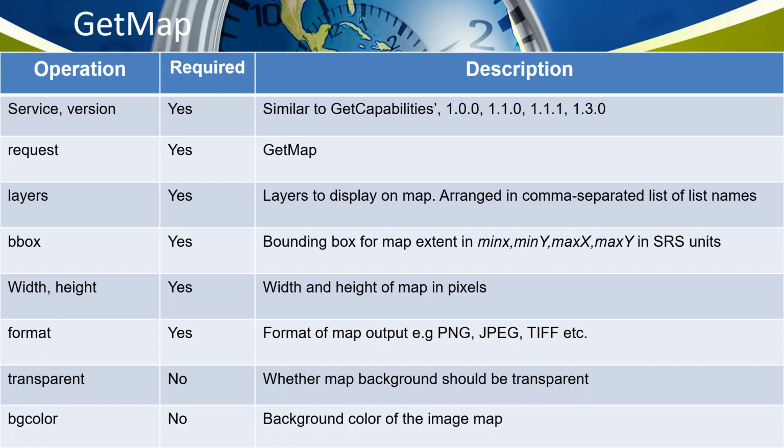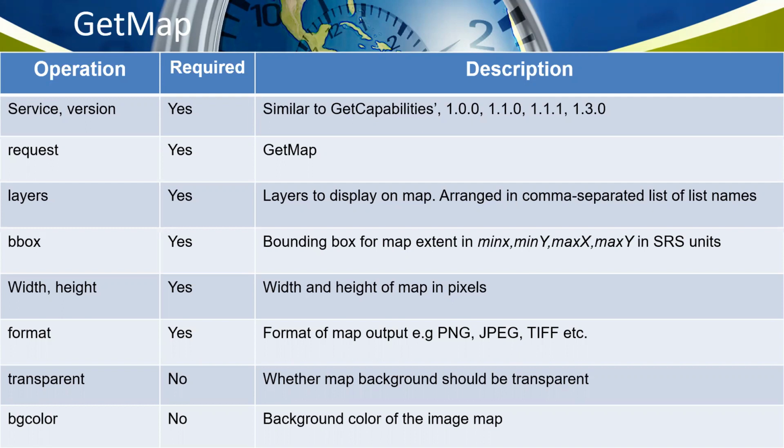Let's look at the description for the service and version. It is similar to what you have seen in the get capabilities, and it also supports version 1 all the way up to version 1.30. Then we have the request, which is also mandatory, and the request is get map. Remember, the previous request was get capabilities, but the second request that we have here is get map.